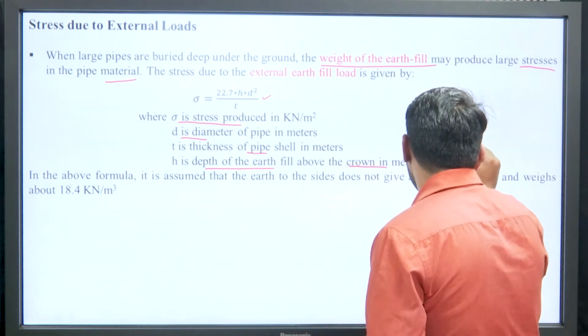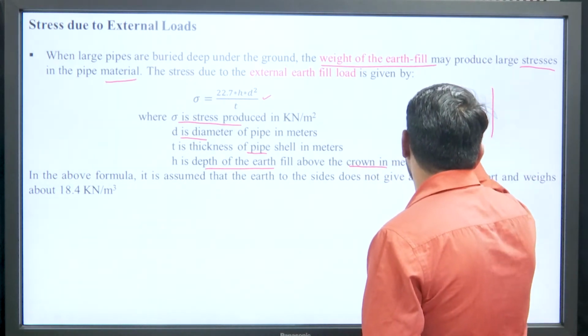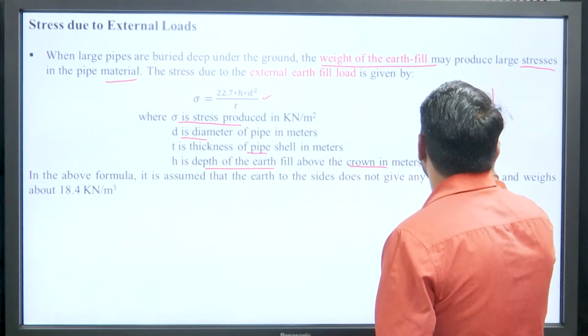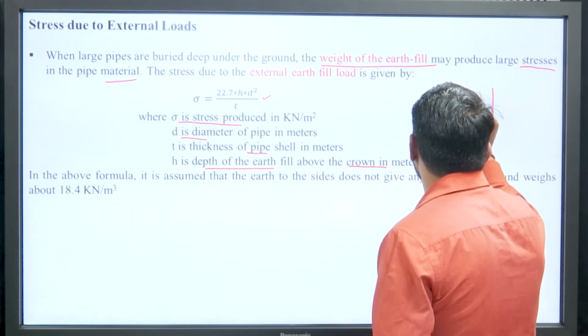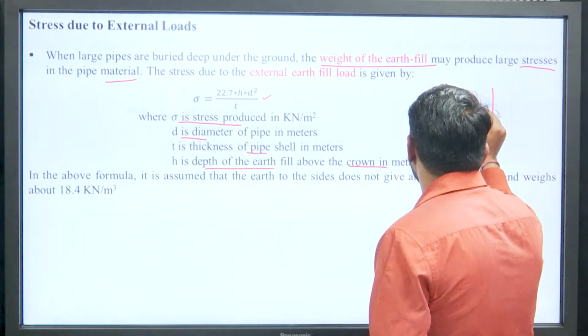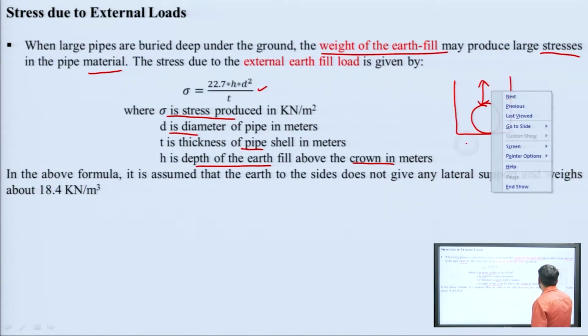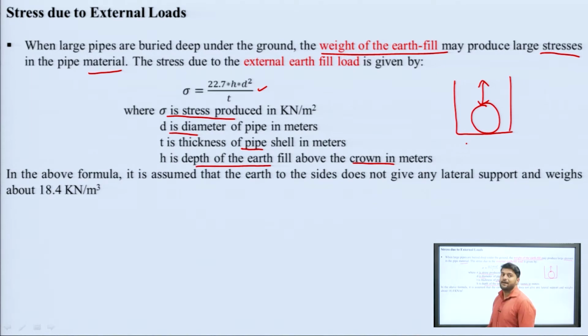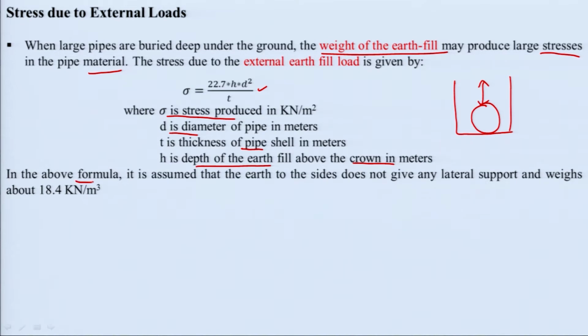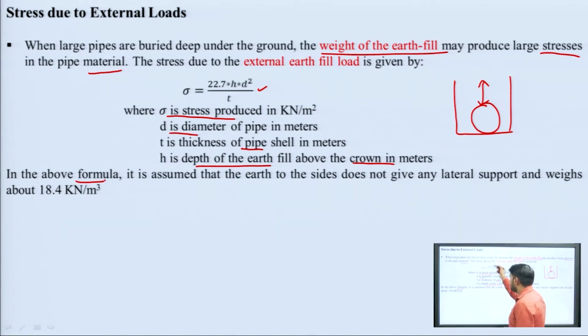Meaning if this is a pipe and this is a portion where the pipe is laid, what will be the value of h? H will be this much. Okay. So, h is the depth of earth fill and it is taken above the crown. In the above formula, it is assumed, basically the formula is derived with certain assumptions, it is assumed that earth to the side does not give any lateral support and the weight is about 18.4 kilonewton per meter cube.